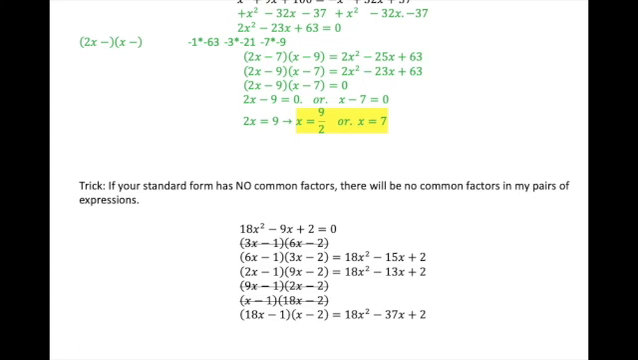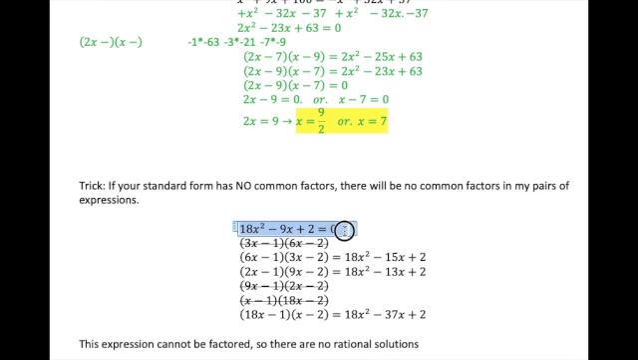Yeah, here's the answer. This expression cannot be factored. So there are no rational solutions. And basically that means the numbers can't be written as a fraction. There are solutions to this equation. They're just not rational solutions. So if I graph this, if I graph this equals y on Desmos, which I guess I'll do, there's nothing better to do.